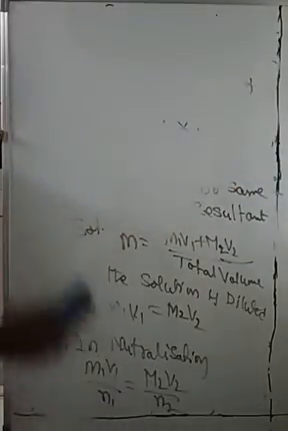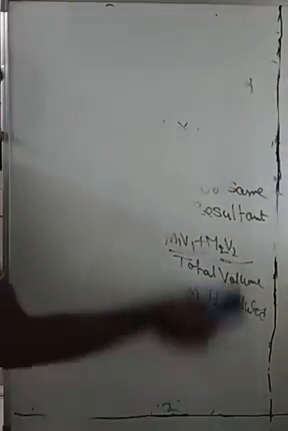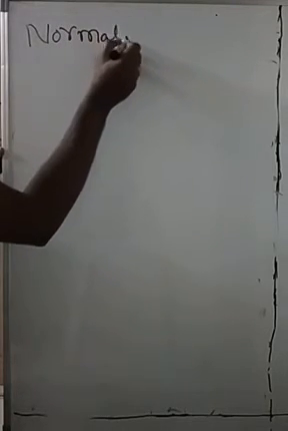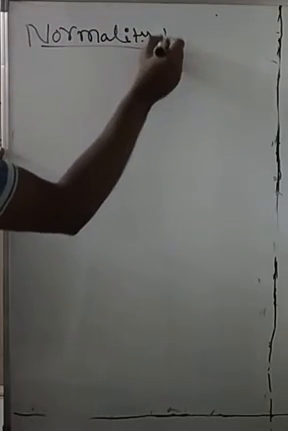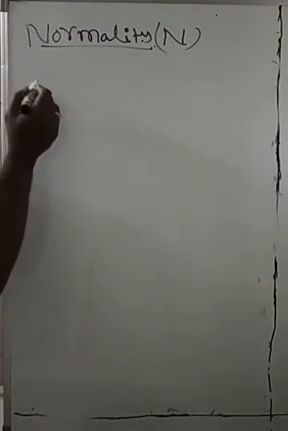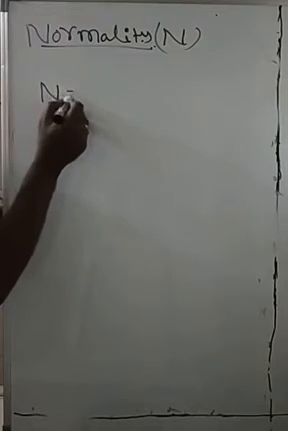Next factor. Here one more method used to calculate concentrated solutions, that is called normality. Here we define the symbol N. What is normality? Number of gram equivalents of the solute present in 1 liter volume of the solution. Therefore, here we define the formula according to the definition.